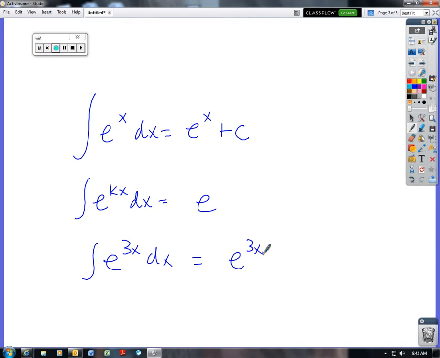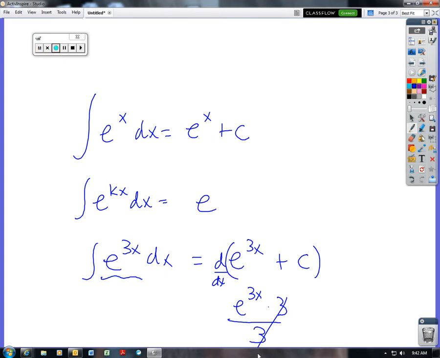Well, if you go backwards and differentiate e to the 3x plus c, you would get e to the u times du plus 0, because the derivative of a constant is 0. My goodness, I need to wake up. And you can see that the original one was e to the 3x, not 3e to the 3x. So in order to make it match the original one, we would have to divide this by 3.